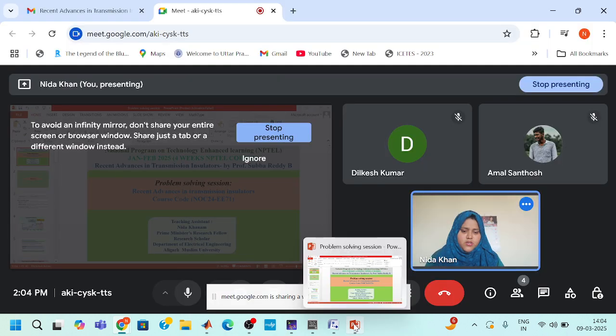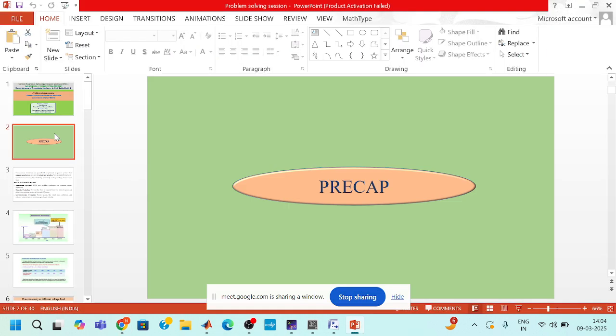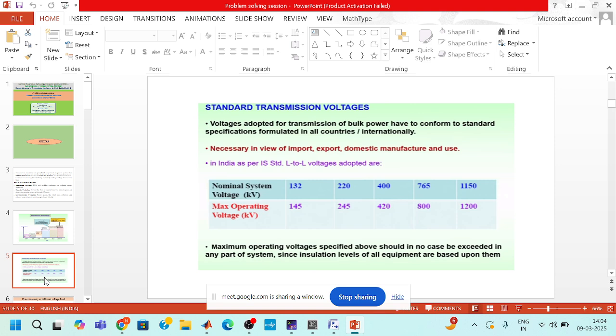Basically, we studied in this subject how many types of insulators there are, what the insulators are, and how transmission technology developed, what the different standard transmission voltages used in India as per IS standard are, and what the line to line voltages adopted are, and different things.